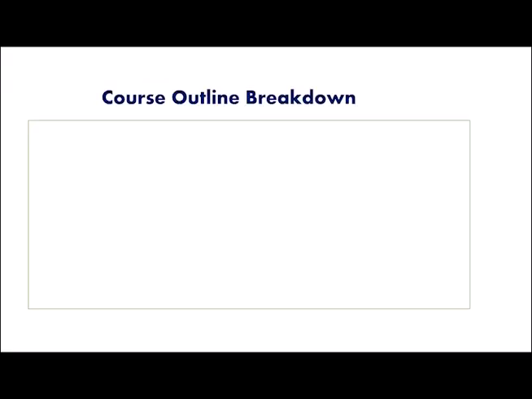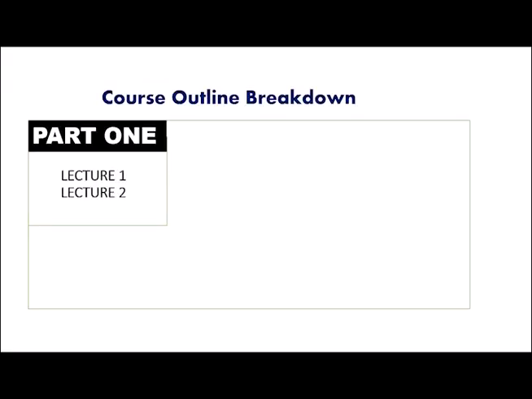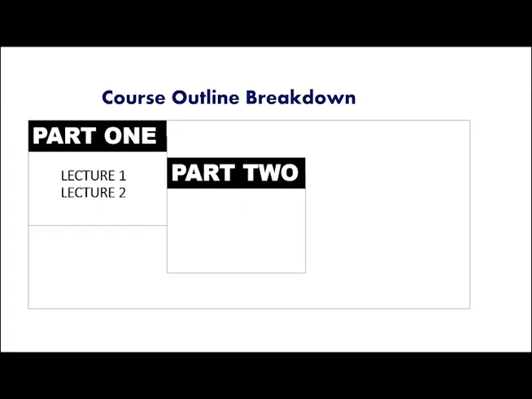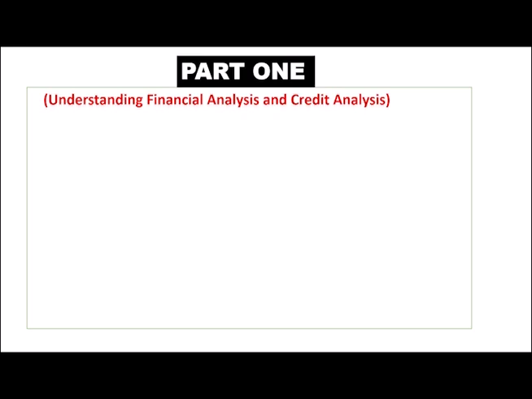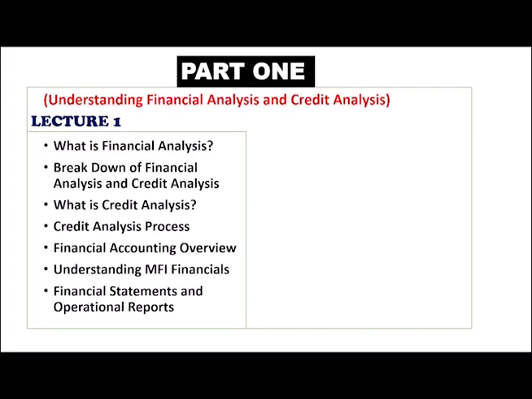Course outline breakdown: Part 1, which has Lecture 1, Lecture 2; Part 2, which has Lecture 3, Lecture 4, Lecture 5, Lecture 6; Part 3, which has Lecture 7, Lecture 8, Lecture 9. Now to critically look at the contents in what we will be studying. We have Part 1, which will cover understanding financial analysis and credit analysis. Lecture 1, which will cover what is financial analysis.